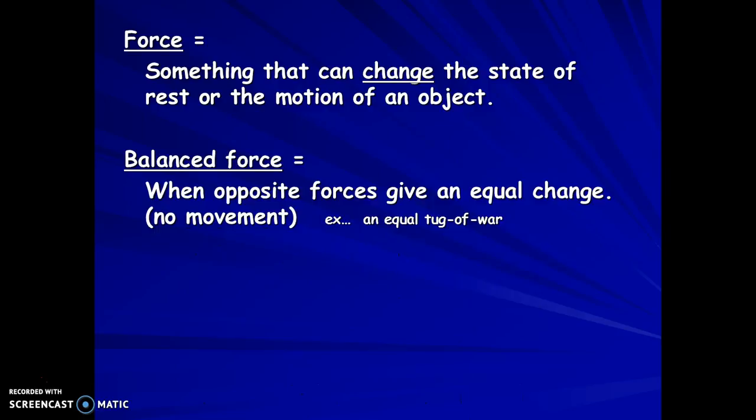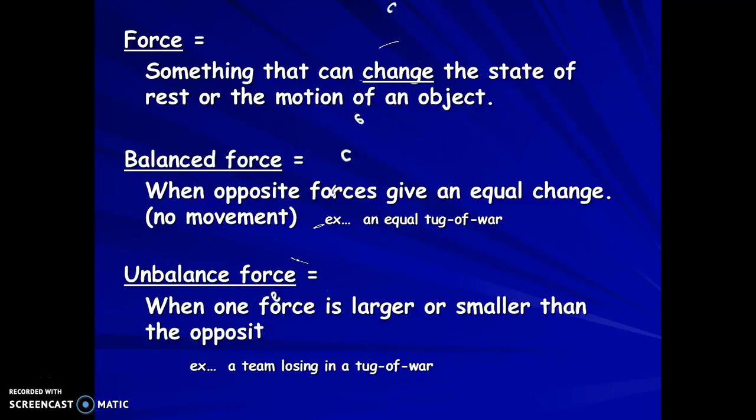Balanced forces is when you have opposite forces giving an equal change, so there's no movement. A really good example of that is an equal tug of war. An unbalanced is going to be exactly the opposite, when there's a larger or smaller force on one side that causes movement. Another example is a team losing in a tug of war. And I would actually highlight this whole slide. There's 3 questions on your test and your term about these.